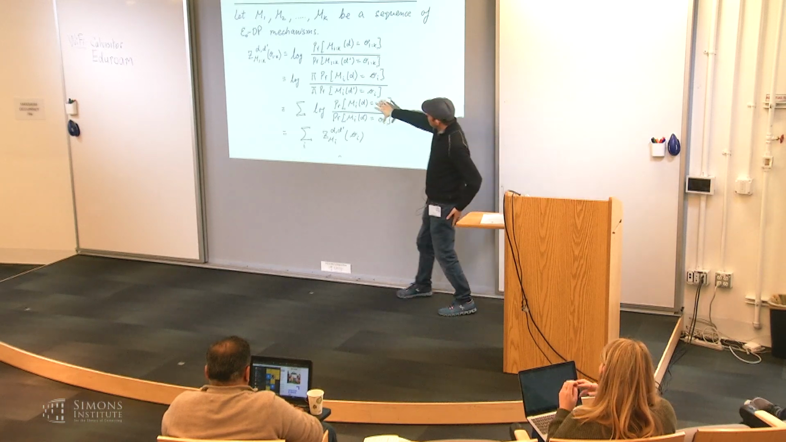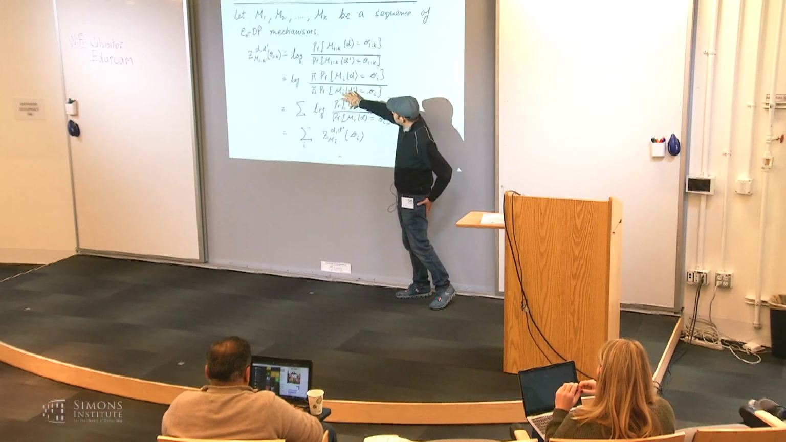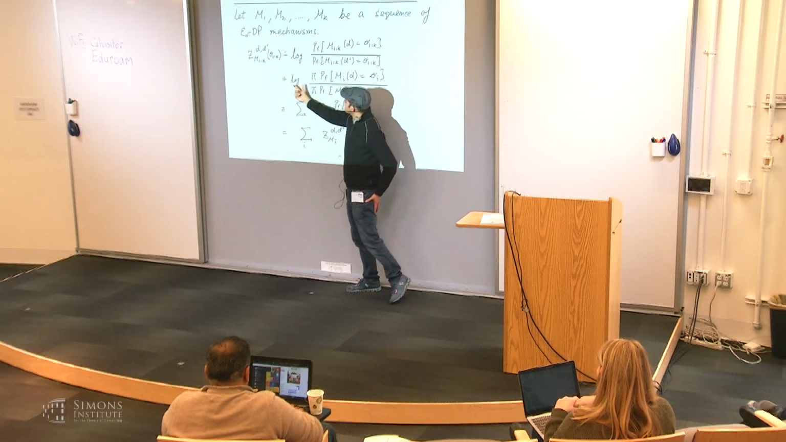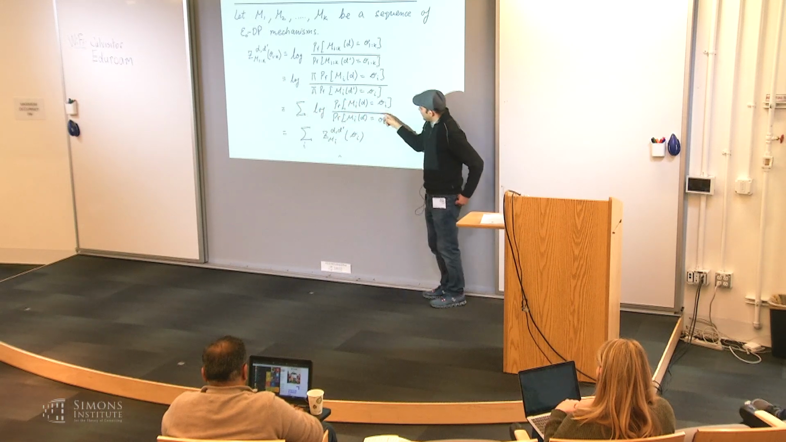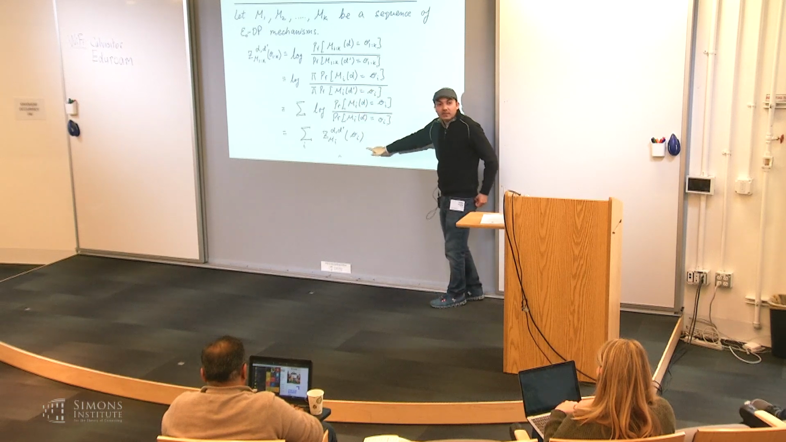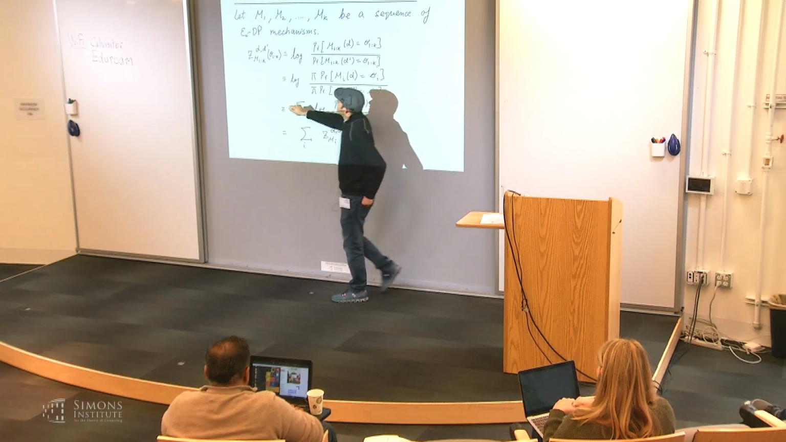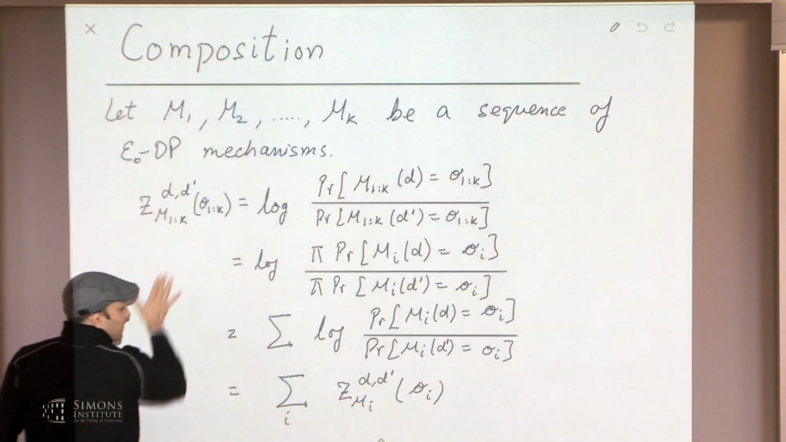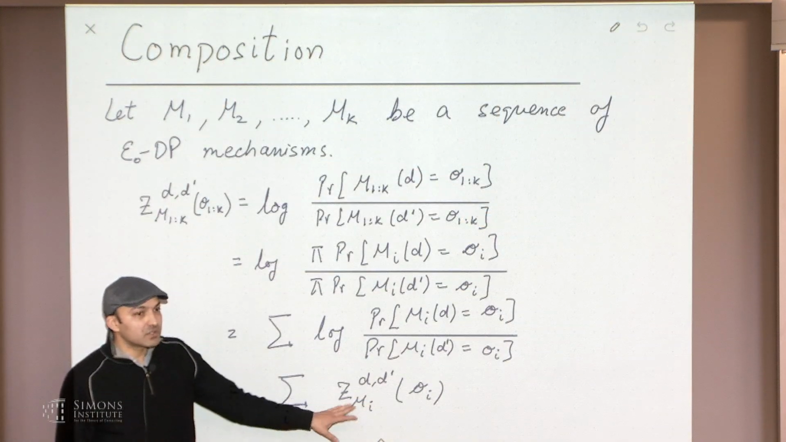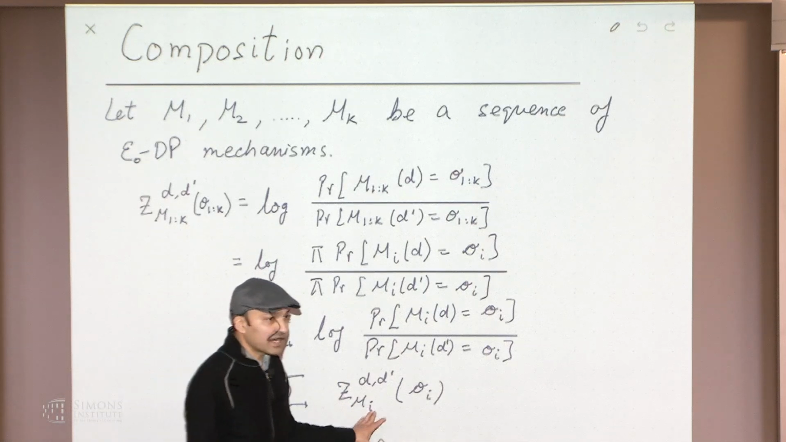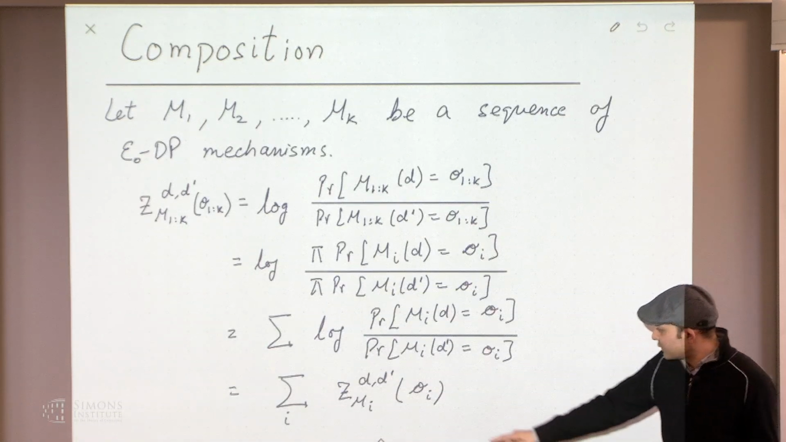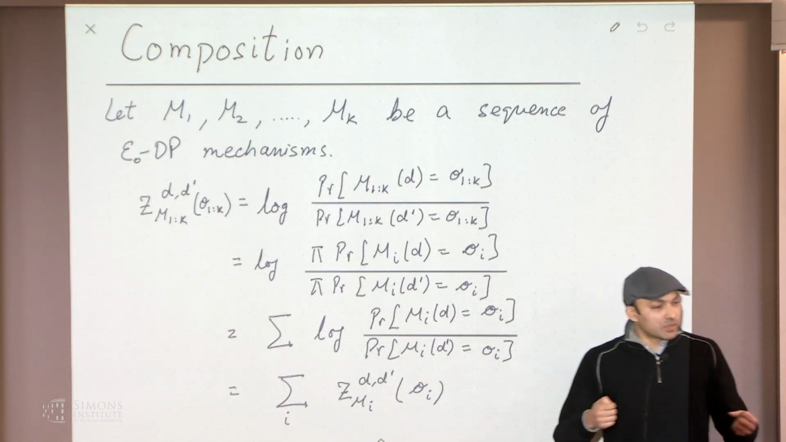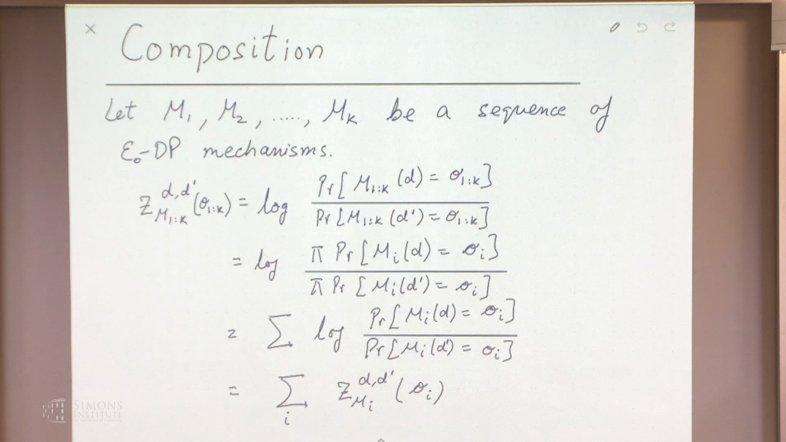And I guess once we have these products, we compute the log of the product to get a sum of logs. And essentially what we are deriving is that the privacy loss random variable for the full sequence is the sum of the privacy loss random variables of the individual mechanisms. And here, as we said, this M_i may depend on previous outcomes, but we'll assume that no matter the choice of M_i, we have epsilon naught differential privacy.